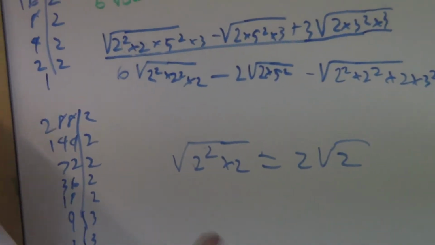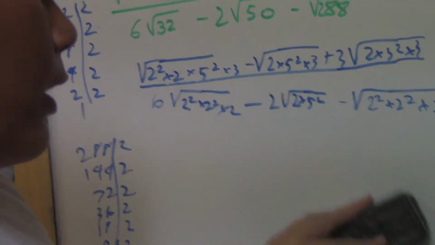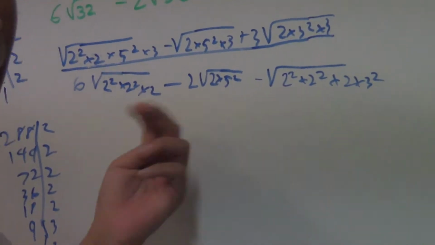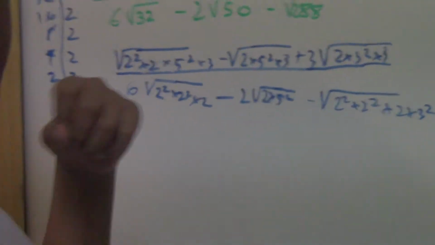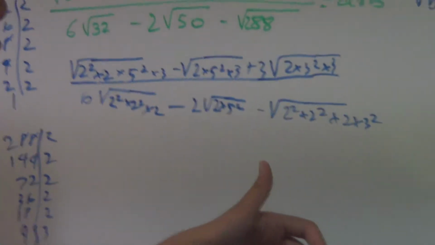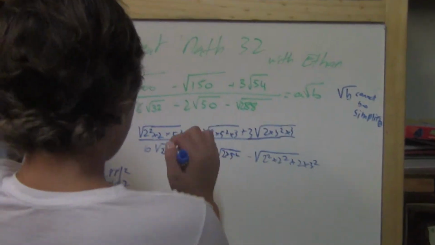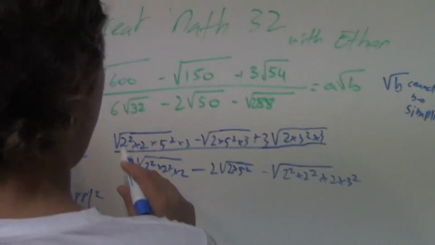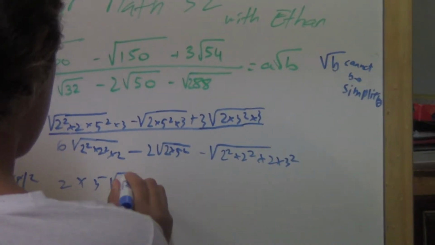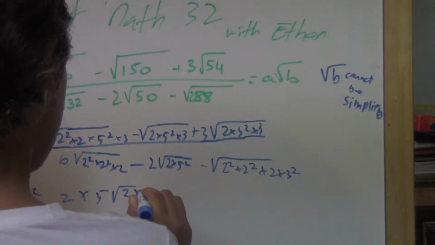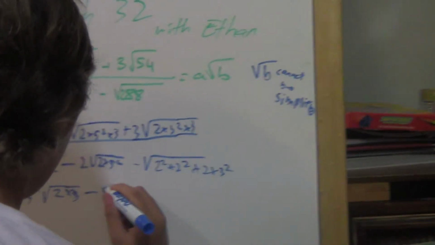So that'll basically be right. See what I mean? The ones that do not have a square cannot get out of the square root, but the ones with a square can get out. So basically we have to get the ones with the square out of the square root. So 2 times 5 times the square root of 2 times 3, which you will know will equal 6.